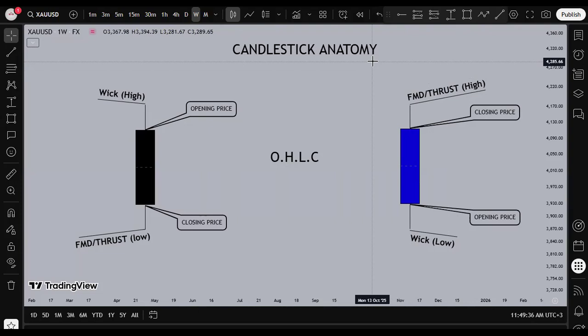Every pair, every asset that you're trading involves candlesticks, and most of us use candlesticks in trading and analyzing. So I'm going to teach you a lot of information that probably you didn't know, or probably you know, but you didn't know how to use. So this is a very important topic.